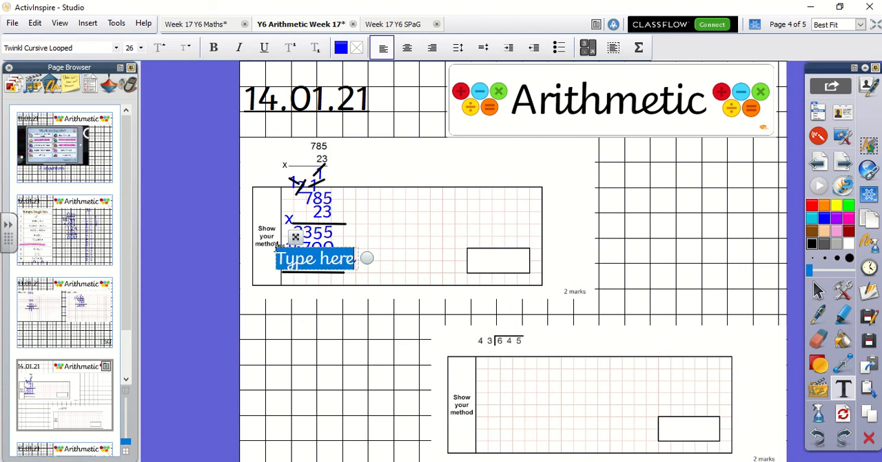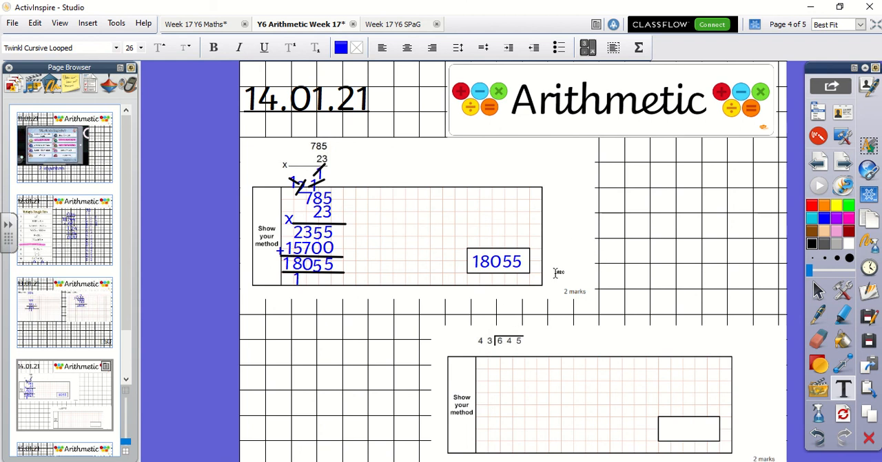So you do your multiplication first, then you do your adding. Okay, so 5 add 0 is 5. 5 add 0 again is 5. 7 add 3 is 10. So I put my 0. Carry the 1. 5 add 2 is 7. Add the 1 is 8. And then last one, 1 add nothing else is just 1. So my answer is 18,055. There we go. Don't forget to write your answer in the answer box.